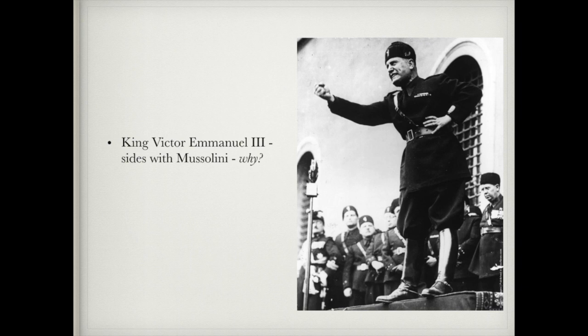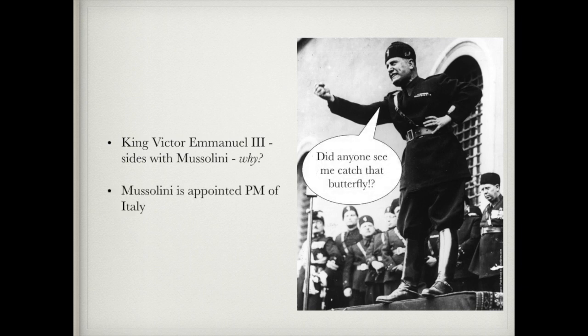If his takeover of the capital is successful, Victor Emmanuel can be taken off the throne. But if he sides with Mussolini, he can kind of save his kingship and he can remain as king of Italy. So he's going to side with Mussolini, and in fact, he's going to appoint Mussolini prime minister of Italy.